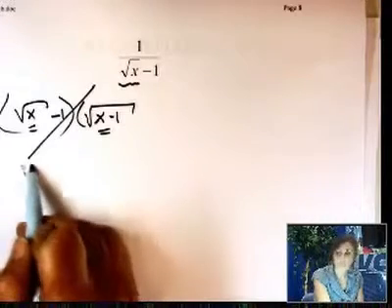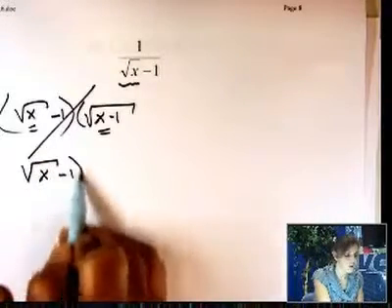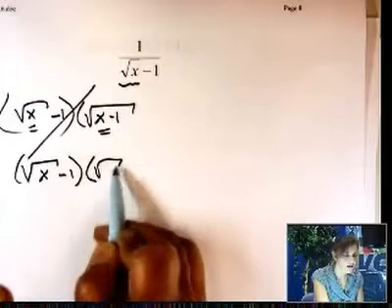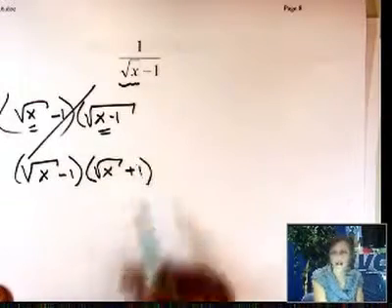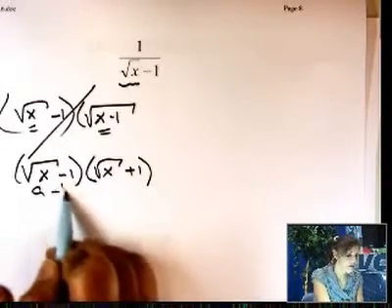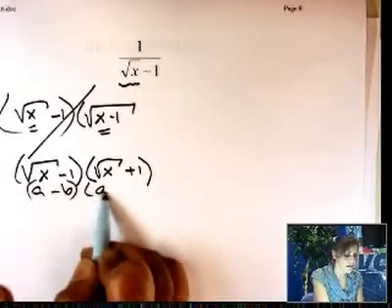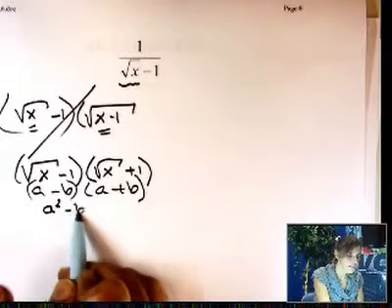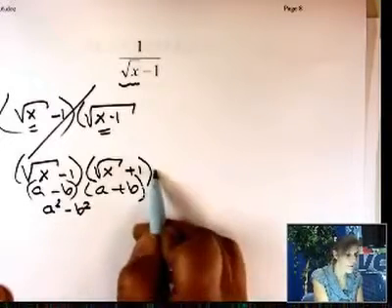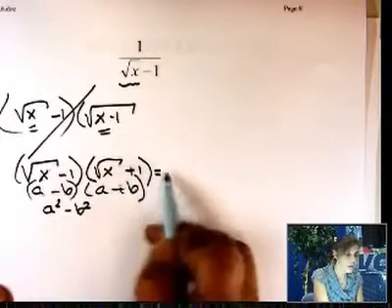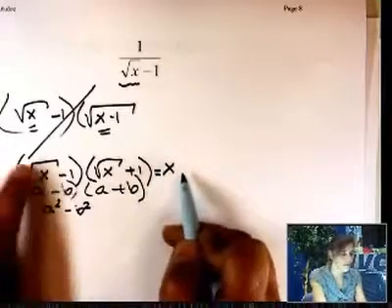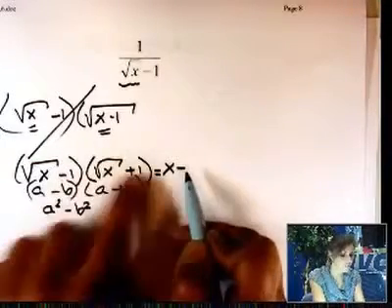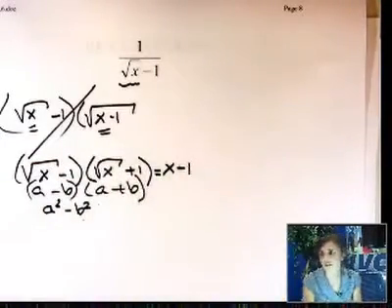But if I multiply this by its conjugate, what we call a conjugate, this will give you a minus b times a plus b. And you know what that is? A squared minus b squared. So what does that mean? When I multiply these 2, I'll get x, which is the first one squared, minus last one squared. And that gets rid of that.